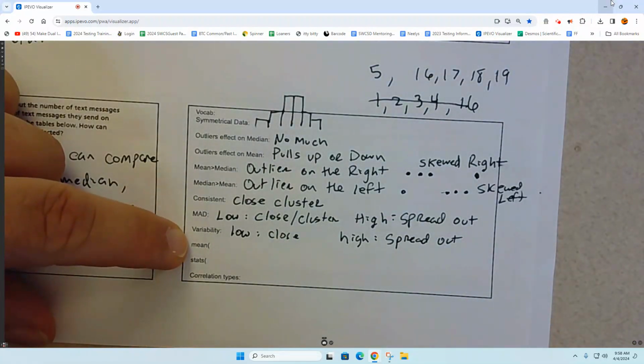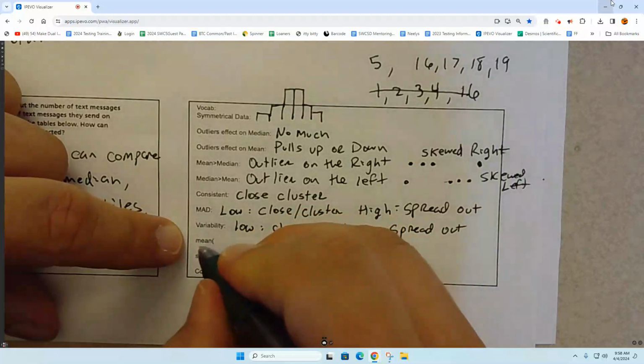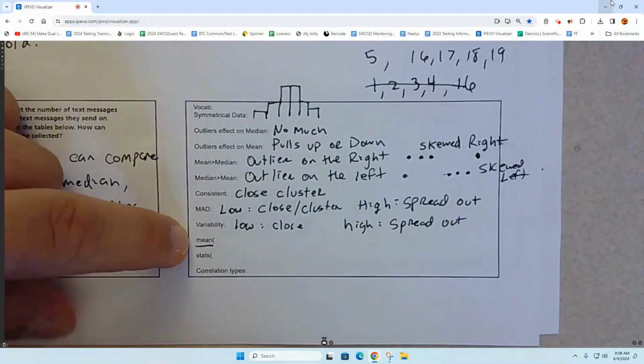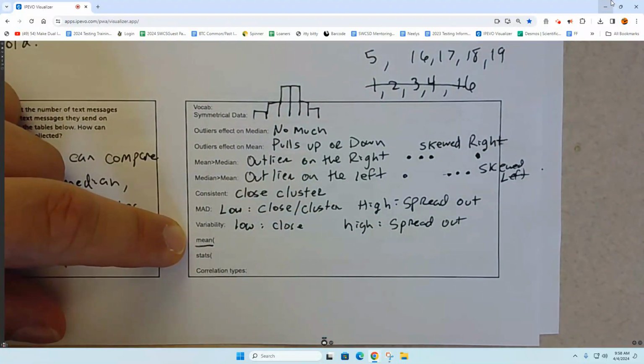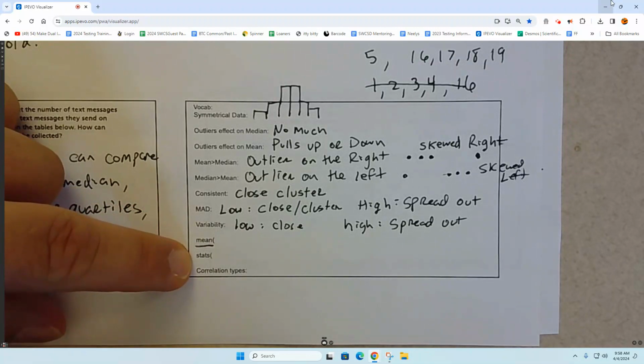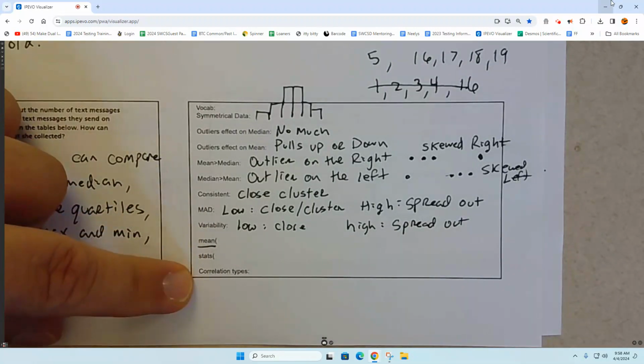We talked about how to find the mean, right? So you can literally just type in mean and it's going to get that for you. I'm going to come back to the stat one here in a second.